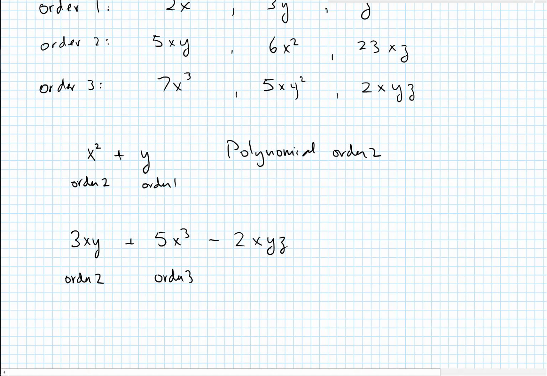The third one, each of those variables, x, y, and z, has an exponent that's not written, which is 1. Add them together, you get 3. So that also has an order of 3. And therefore, the polynomial has an order of 3.